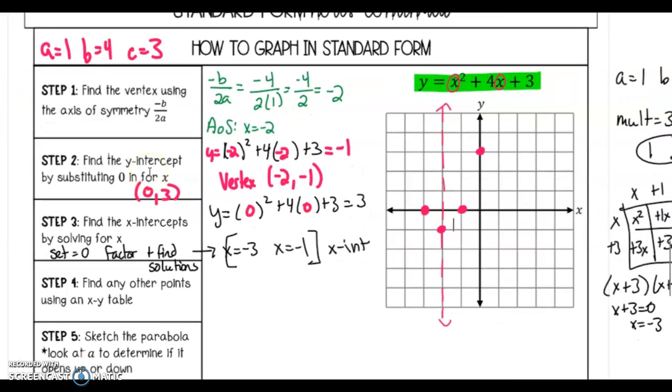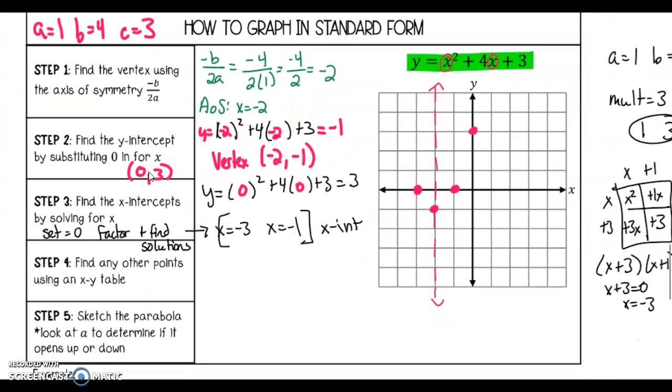Okay, so step 4, find any other points that you need in your table. All right, so we have x, we have y. So far we have the points negative 2, negative 1, that was our vertex. We used 0, 3, that was our y-intercept. We did negative 3, 0, and negative 1, 0. Those were our x-intercepts. So let's just do a couple more points to kind of round it out.